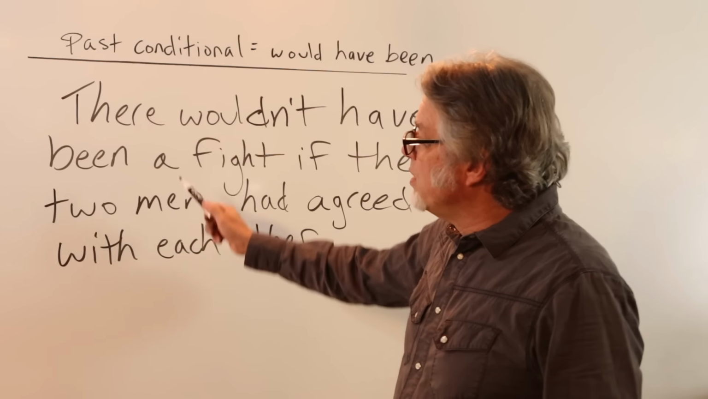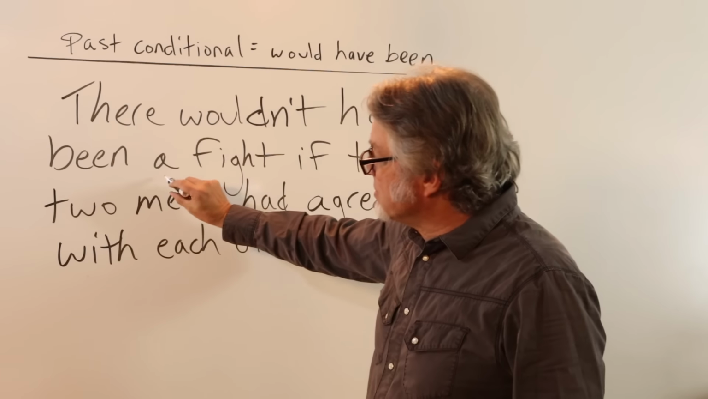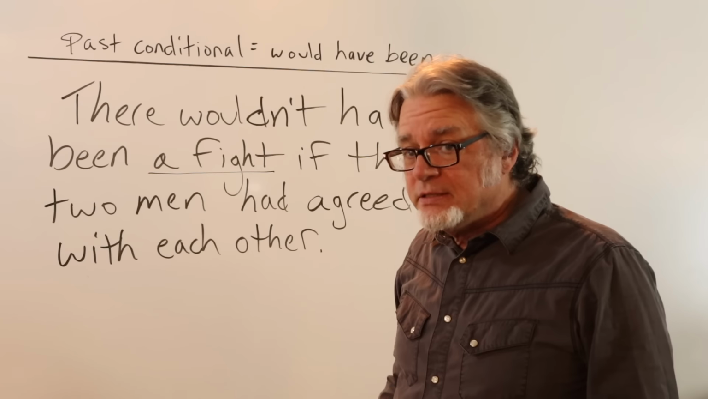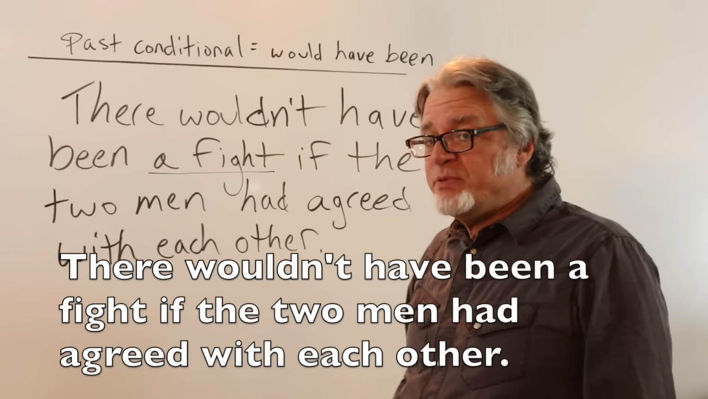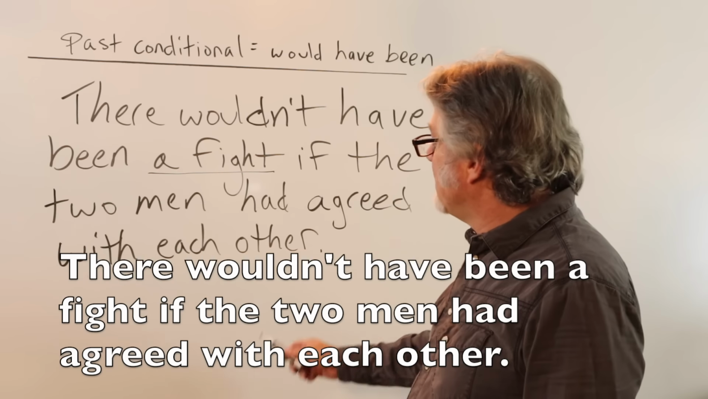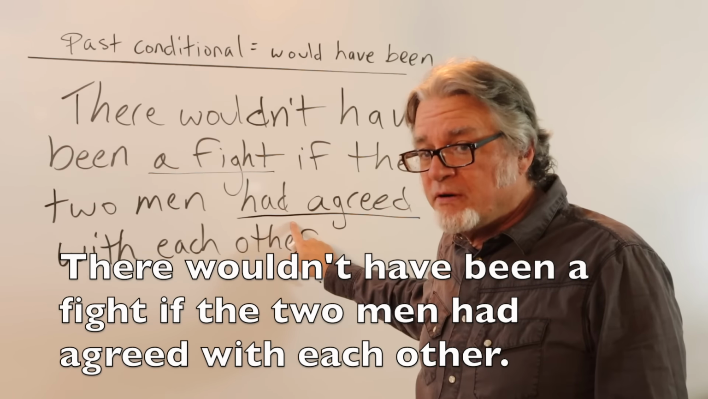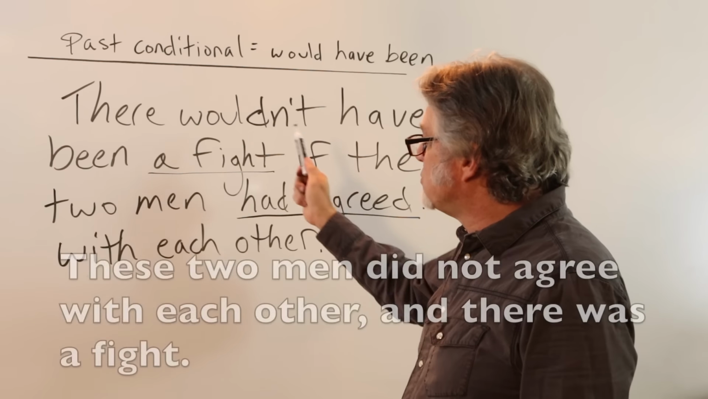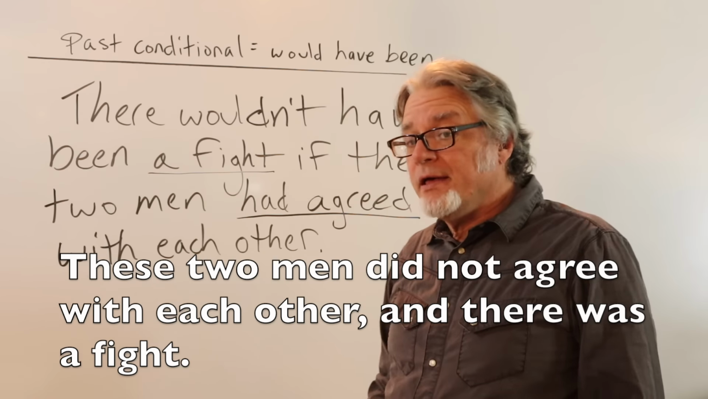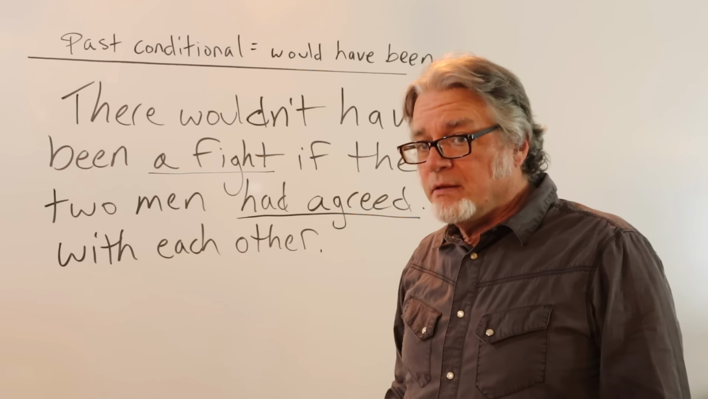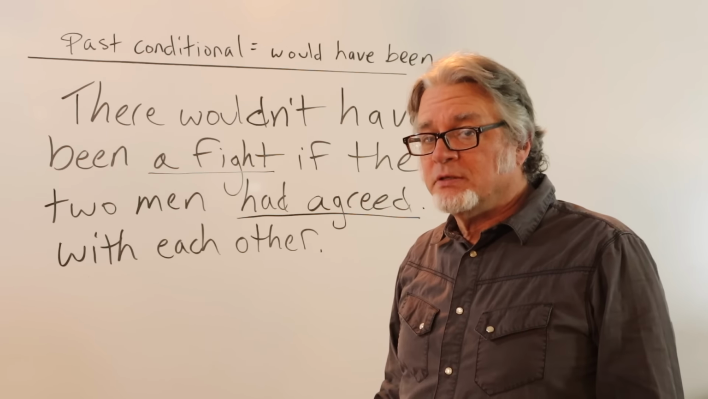This sentence begins with "there." This would be for a situation. In this case, the situation is a fight, and this is a noun. There wouldn't have been a fight if the two men had agreed with each other. Here's the past perfect. These two men did not agree with each other, and there was a fight. There wouldn't have been a fight if the two men had agreed with each other.